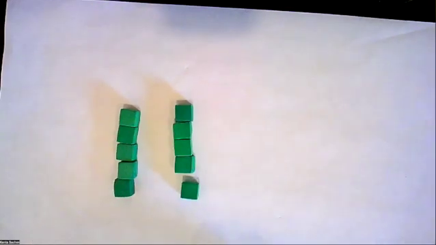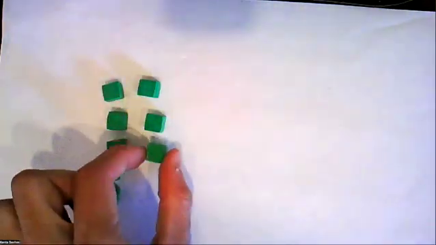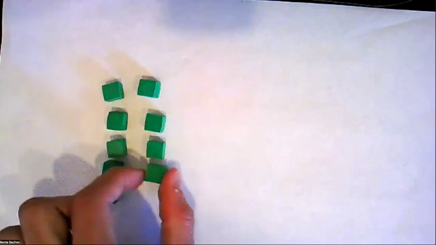Should we try that again? Okay. Make sure we're counting with our fingers, right? And clapping when we get to 10. 1, 2, 3, 4, 5, 6, 7, 8, 9.